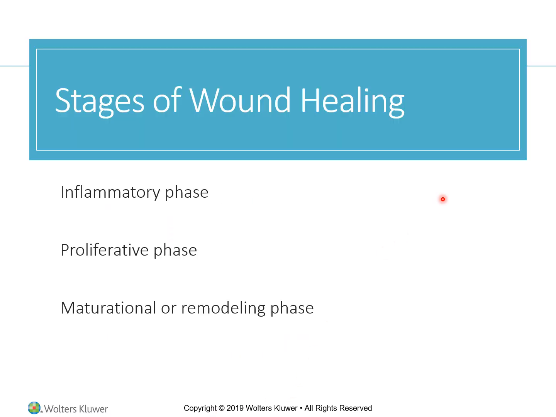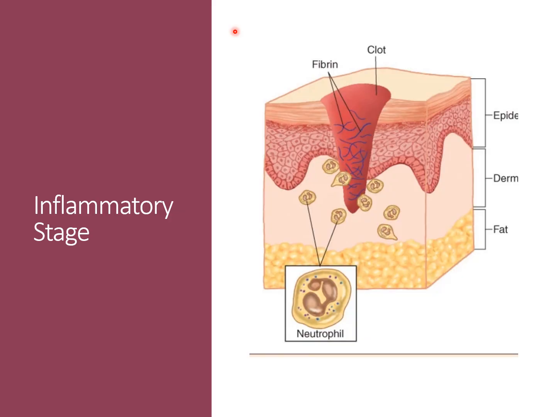All right, so when wound healing occurs, it happens in distinct stages. So we have the inflammatory phase, then the proliferative phase, and then what we call the maturational or remodeling phase. The inflammatory phase begins at the time of injury, and it starts with the formation of a blood clot, as well as migration of those phagocytic white blood cells into the wound site. The first cells to arrive are usually our little neutrophils, and here they are. And they help to ingest and remove any bacteria and cellular debris at the site of injury.